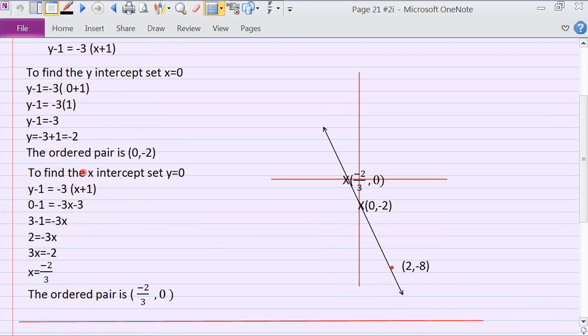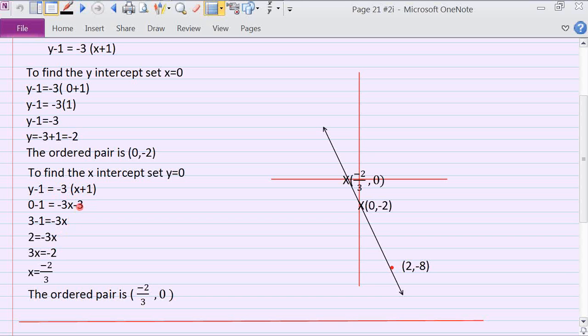I can do the x-intercept. To get the x-intercept, I set y equal to 0, because along this line here, y is equal to 0. So, when I set y equal to 0 into the original equation, replace the y with the 0, I get minus 1. I use the distributive rule. Minus 3 times x is minus 3x. Minus 3 times plus 1 is minus 3.